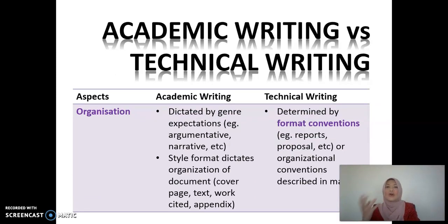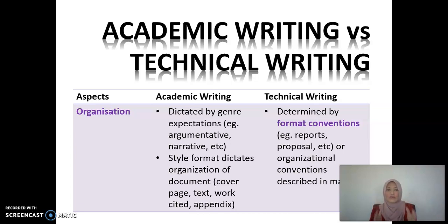How about the organization? In academic writing, it is dictated by genre expectation. It depends on what type of genre you are producing at that moment. It can be argumentative, it can be descriptive, it can be narrative. And the style format dictates the organization of work, how you are going to organize your cover page, works cited, and appendix. On the contrary, for technical writing, the organization is determined by format convention.